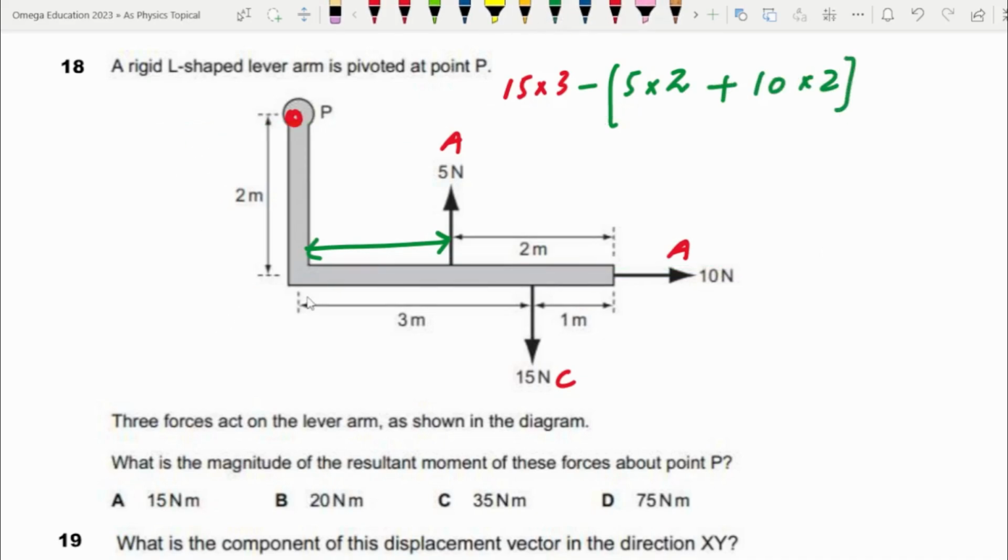Okay, and then you can hit it on the calculator. You have 45 minus 10 plus 20, you get 30. 45 minus 30, so you get 15 as the right answer for this one. So for question number 18, we have 15 as the right answer.